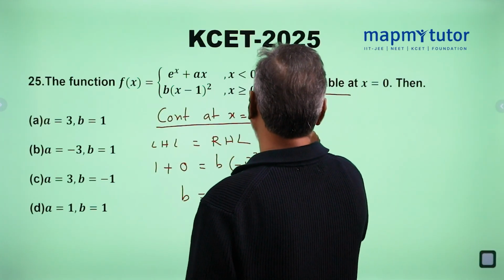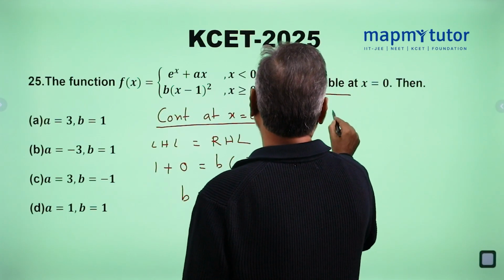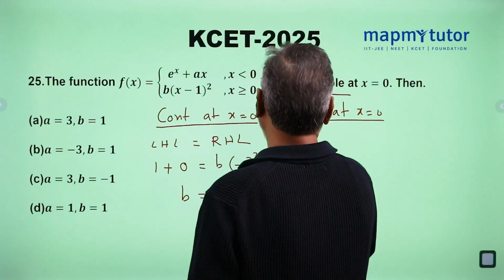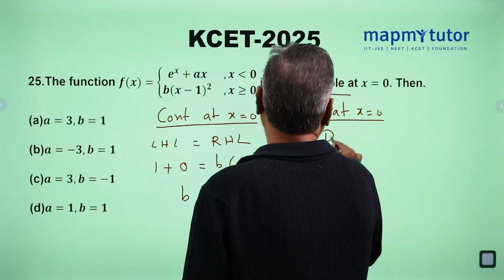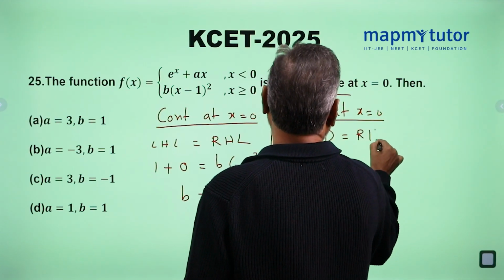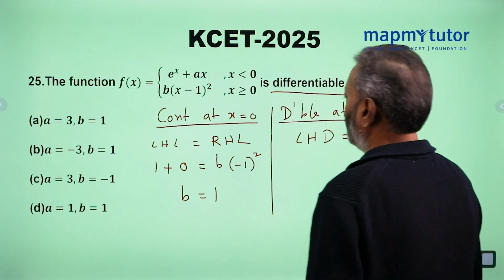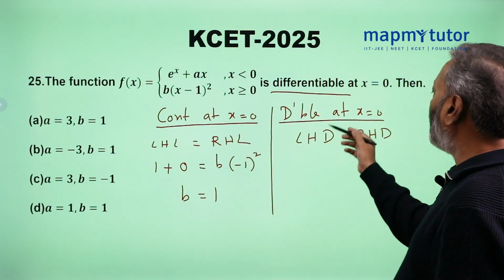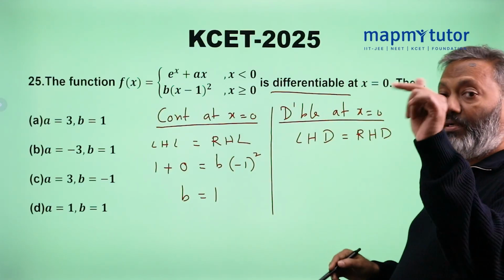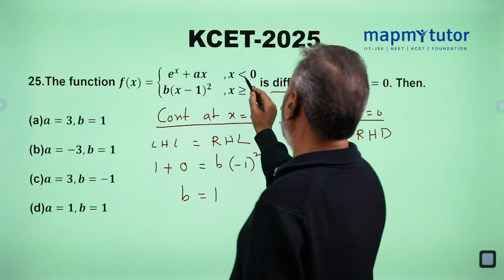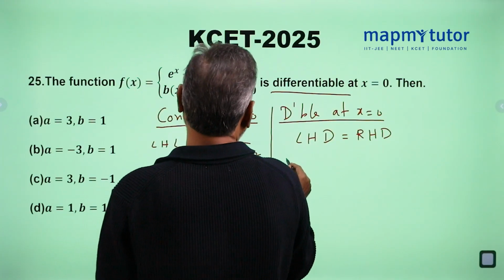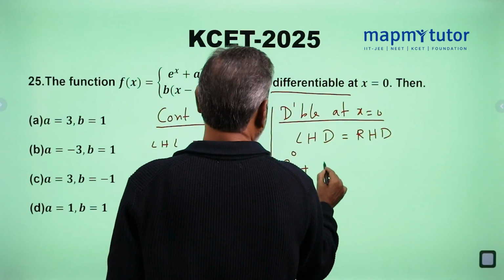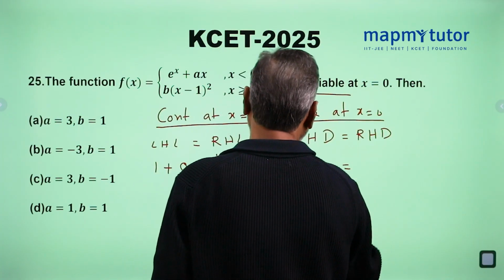Okay, let me use the other condition: differentiable at x equal to 0. Whenever it is differentiable at x equal to 0, left hand derivative must be equal to right hand derivative. Just like left hand limit equal to right hand limit is the condition for continuity, left hand derivative equal to right hand derivative is the condition for differentiability. Again, first definition, differentiate it. e power x derivative is e power x, therefore it is e power 0, plus a into the derivative of x, which is 1, that is why it is a.